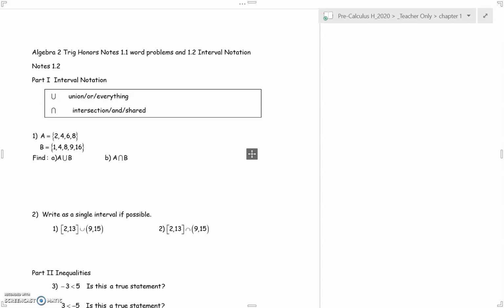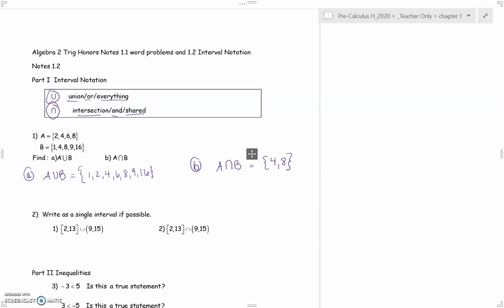Let's remind ourselves, when you see the U, that was a union, which could mean "or" or everything, and this intersection symbol would be "and" or shared. So let's do a quick example. If I have two sets A and B, would you please find A union B and find A intersection B? Go ahead and pause the video and give it a try.